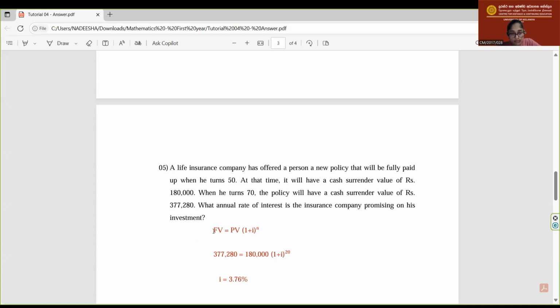Therefore, we can easily find the interest rate by the present value or future value equation, right? So future value equals present value times (1 plus i) to the power of n. So here, what would be the future value? When he turns 70, that means the future, right? 377,280. What about the present value? When he turns 50, that means present value, 180,000. One is there, but what about the i? i is what you have to find. What about n? n is the difference between 70 and 50, so 70 minus 50 means 20.